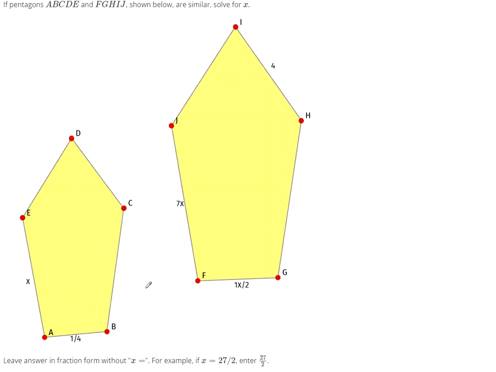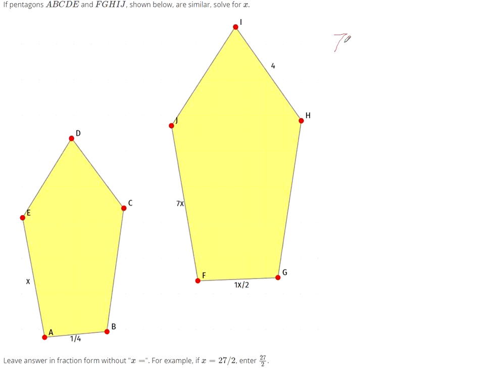So we need to figure out what x is, and we're told that these are similar. These two figures are similar. What that means is that we can set up proportions. We can set up fractions and set those two fractions equal to each other. And the way those fractions work is that you can take the bigger polygon side and divide it by the corresponding side in the smaller polygon.